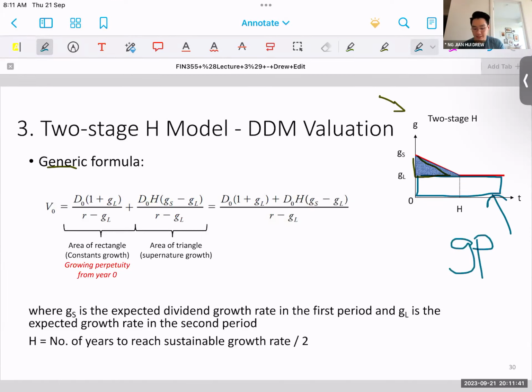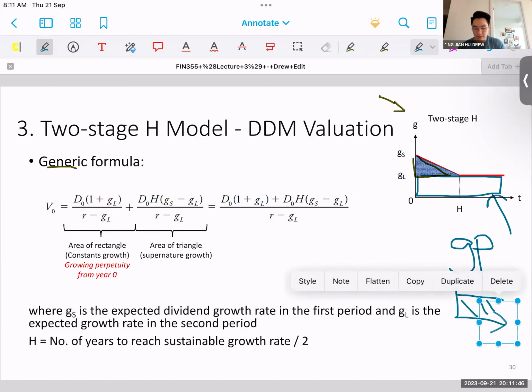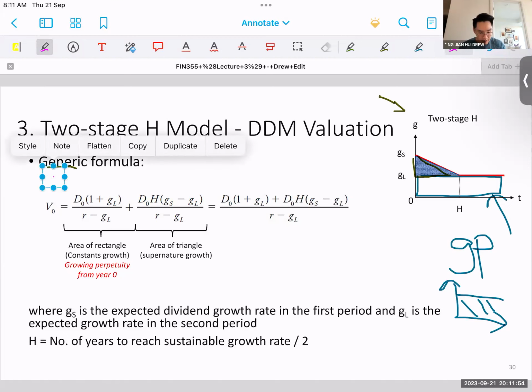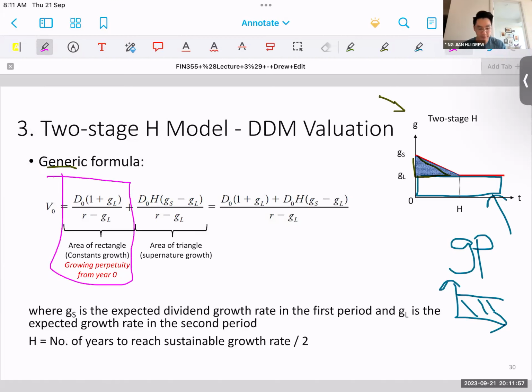Growing perpetuity. Remember this thing that we saw earlier? It's just like this, growing perpetuity. So this is a growing perpetuity, and it is what we have here, growing perpetuity from year 0. This is the first component of our formula. So we have tackled the rectangle, which is base times height, which is basically this growing perpetuity here. Now, how do we tackle the triangle? Because remember, at the end of the day, the objective is to find the area under the graph.